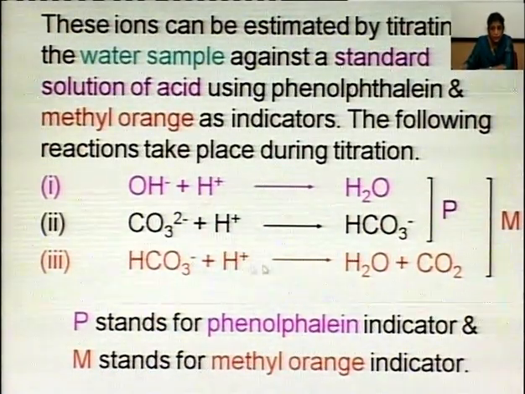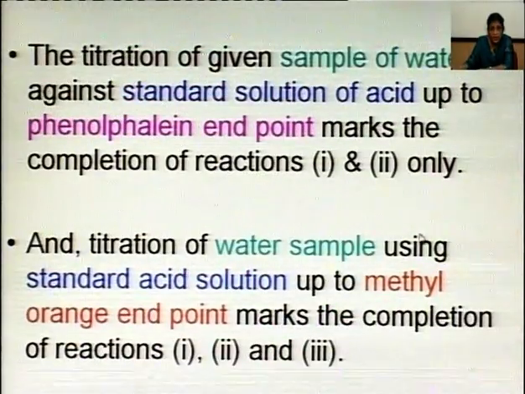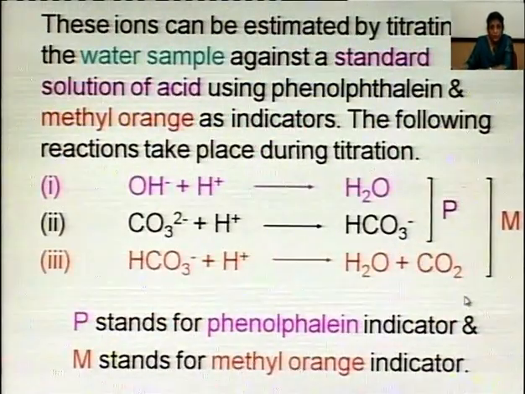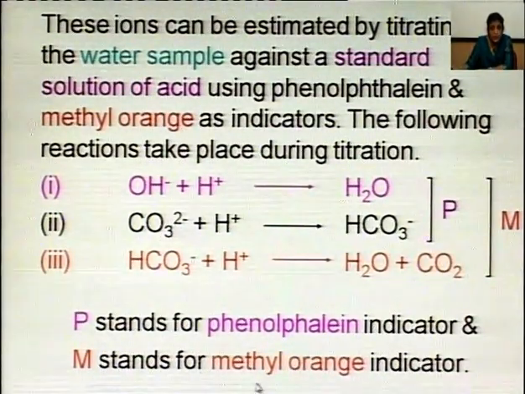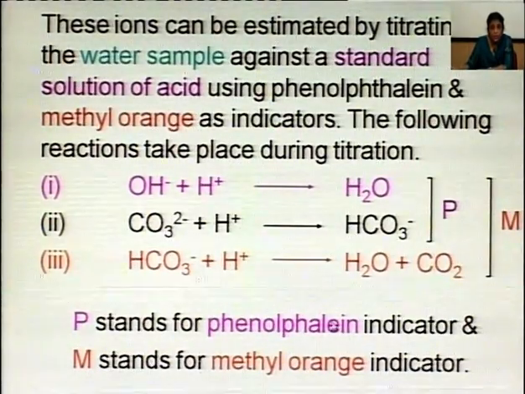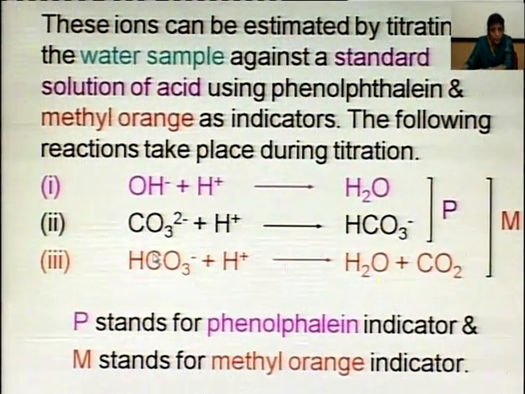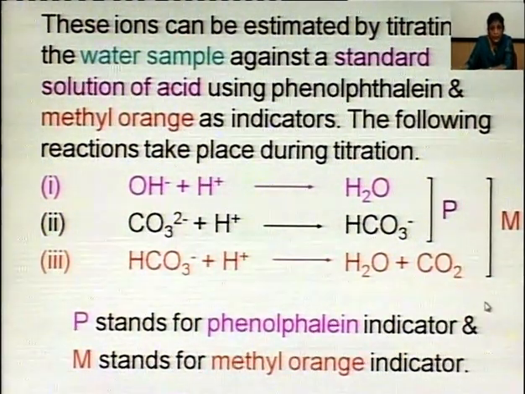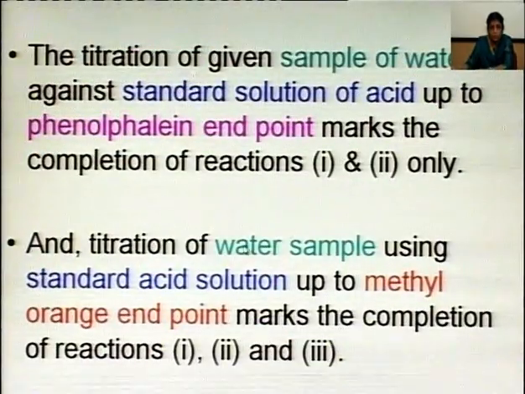of the acid. So, the first two reactions I have marked here as P. P stands for phenolphthalein indicator and M stands for methyl orange indicator. So, we can say for the titration of these two we will use phenolphthalein indicator and for the total alkalinity we will use methyl orange indicator.